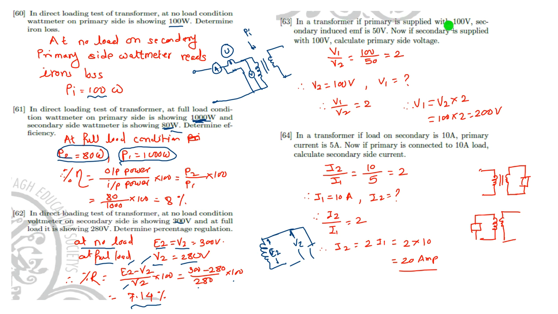In the transformer, if the primary is supplied with 100 volt and secondary induced EMF is 50 volt, and if the secondary is supplied with 100 volt, calculate the primary side voltage. So V1 by V2 according to the first given data. So this is my V1 and this is my V2. So V1 by V2 is what? 100 by 50. Keep in mind, this ratio is not going to be changed. Now what I am doing, initially the primary is supplied with 100 volt, then I was getting the 50 volt on the secondary.